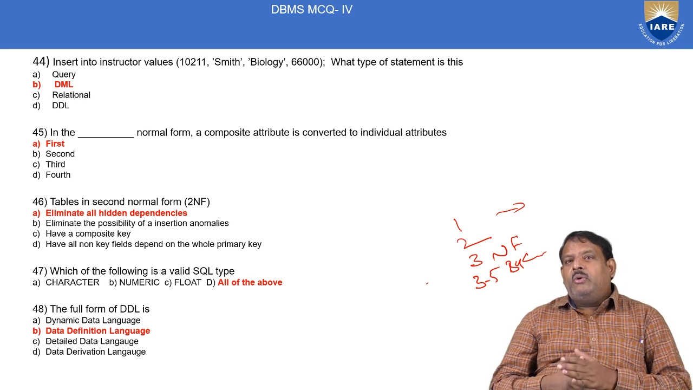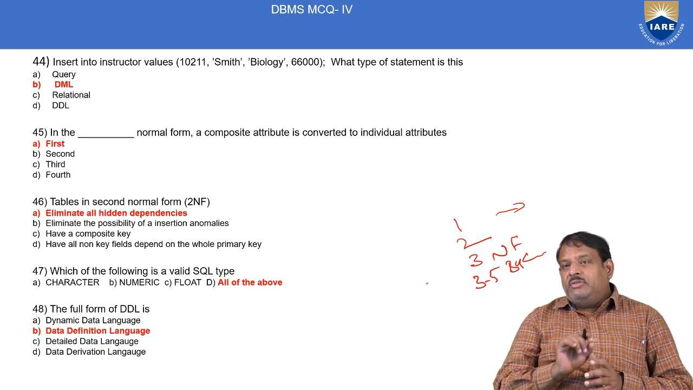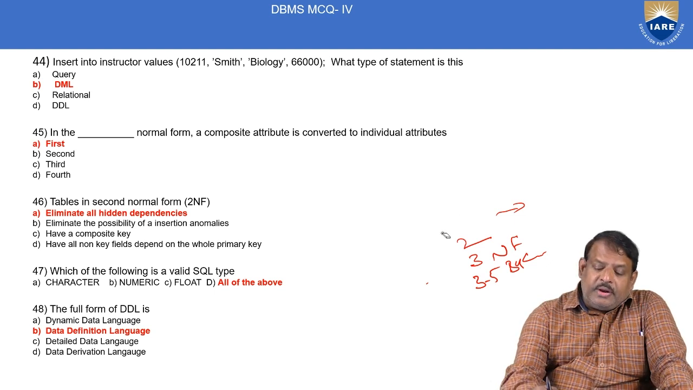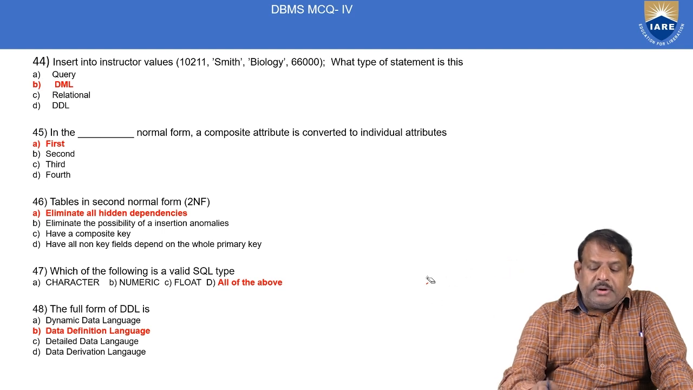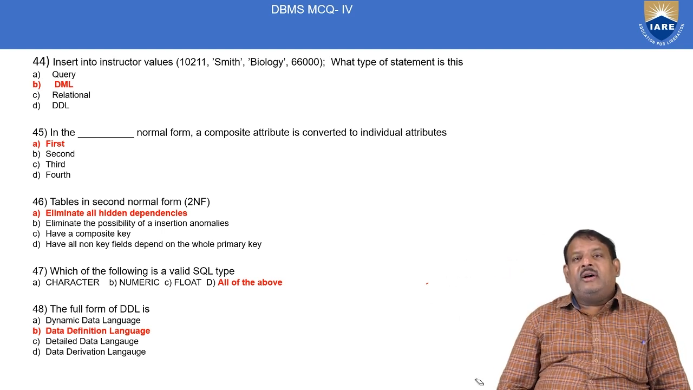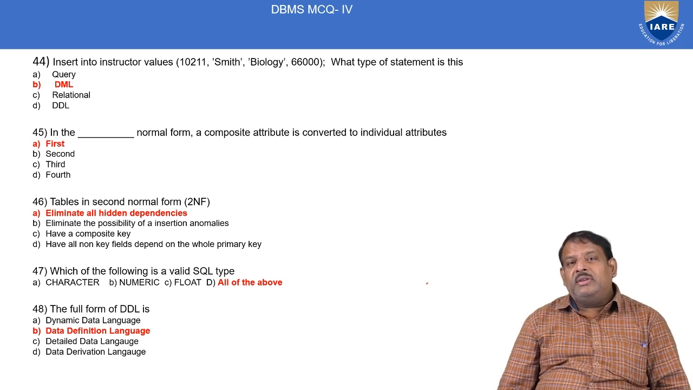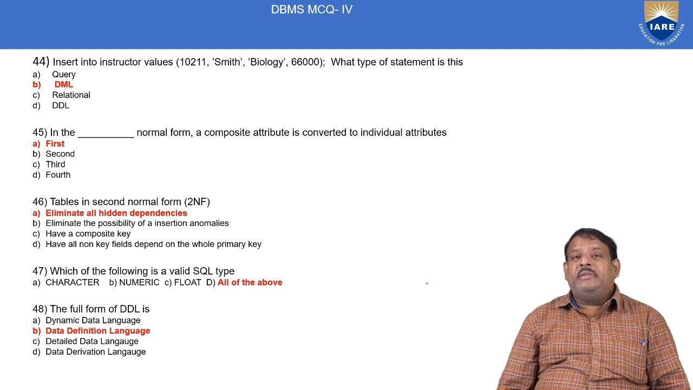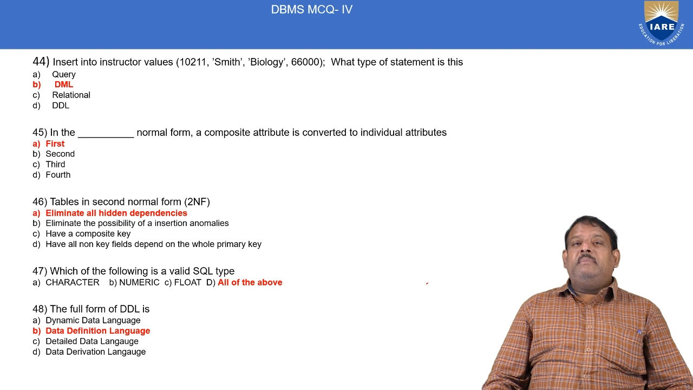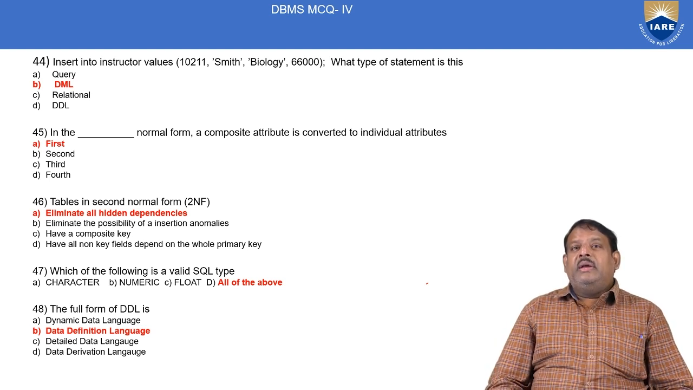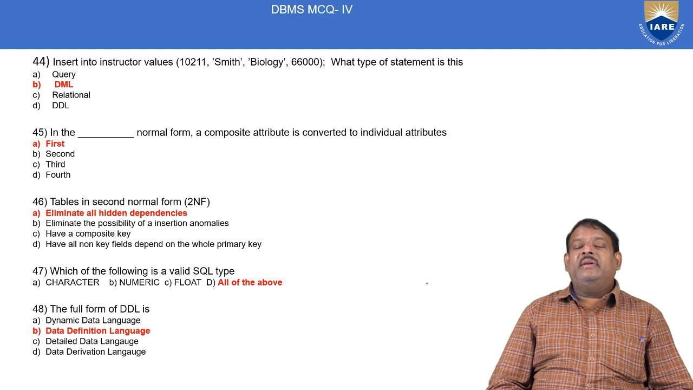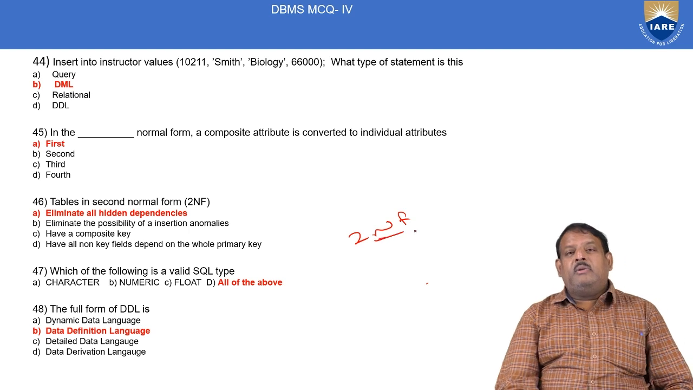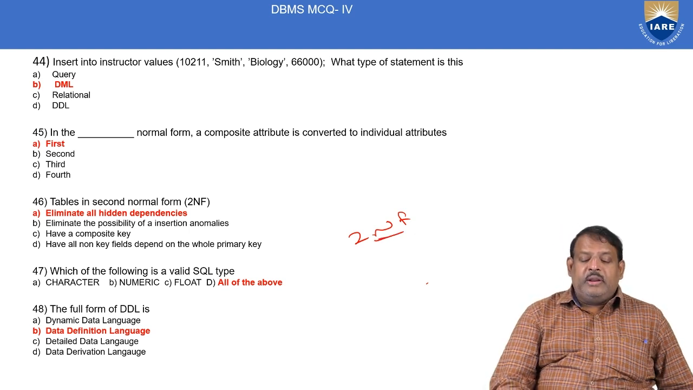That means every row in that table will be an individual record. The combination of the entire record will be unique. Okay, that is the first normal form. A table in the second normal form: what happens in the second normal form is that it eliminates all hidden dependencies. That is taken care of in the second normal form.